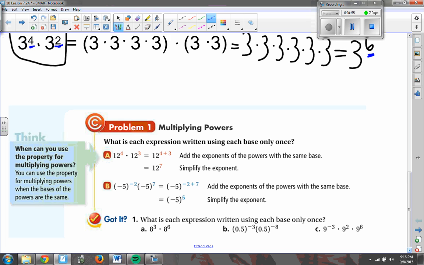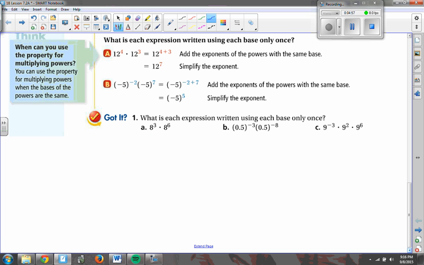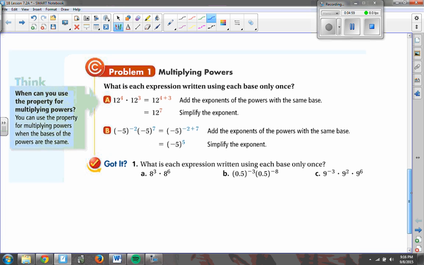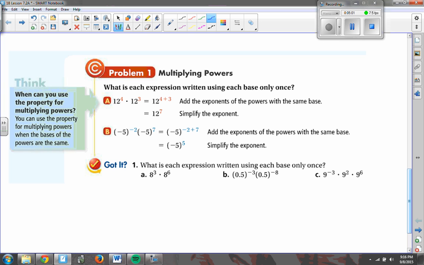All right, problem 1, which you will find at the top of page 426. Turn there with me, please. Two quick examples that should be relatively easy, then I'll let you tackle those three, and we will move on. The first problem that I'll ask you to do is right here, 12 to the 4th times 12 to the 3rd. That is almost exactly like what we just looked at on the top, except we have a few different numbers here.